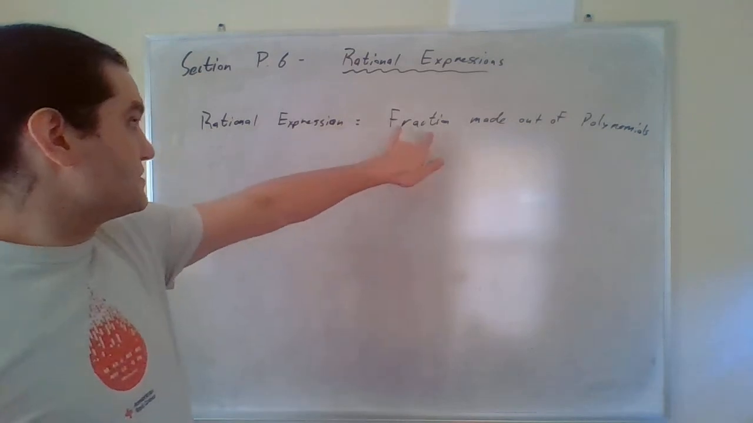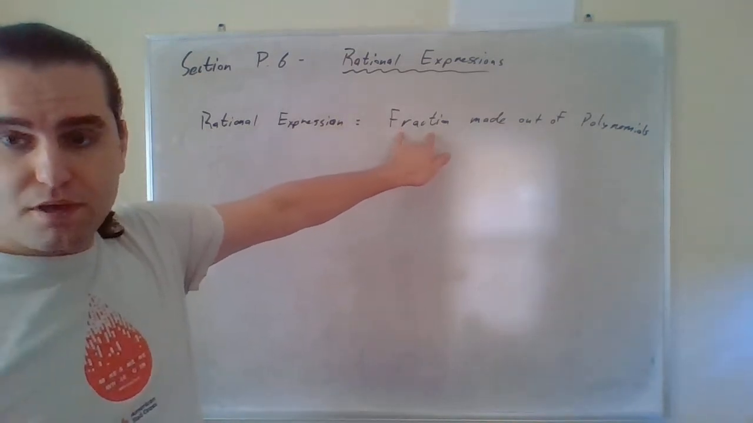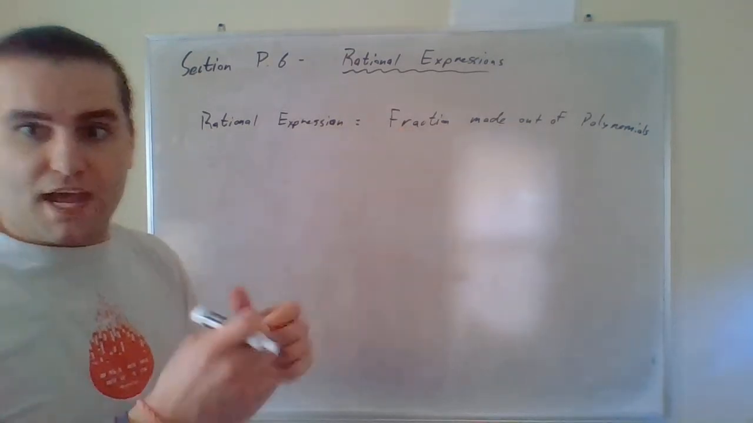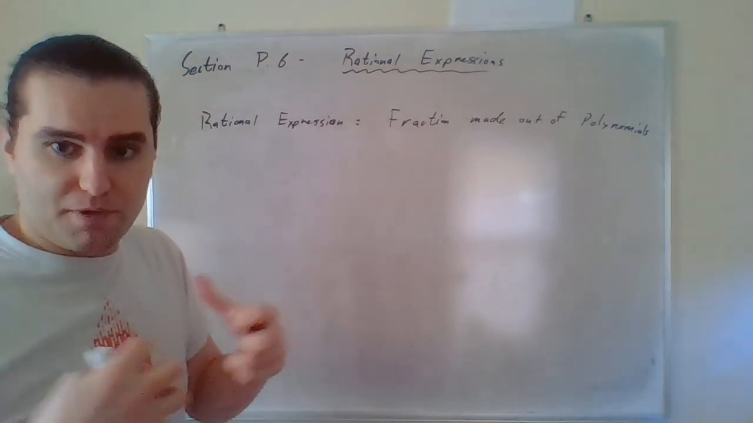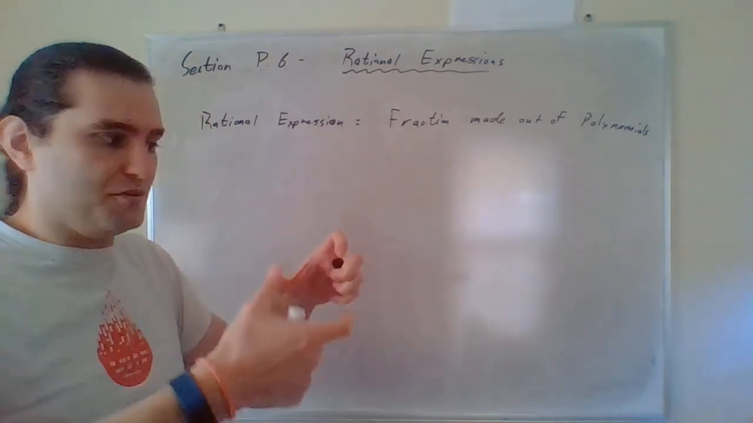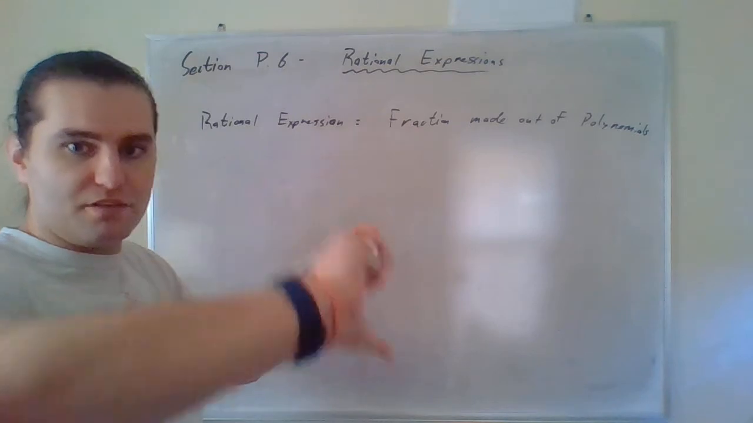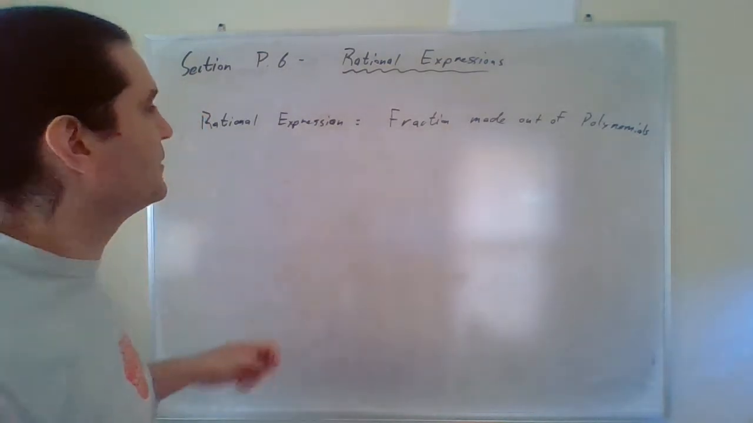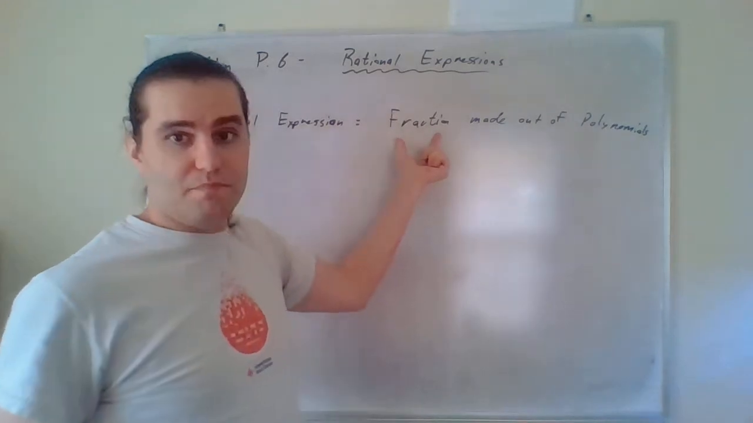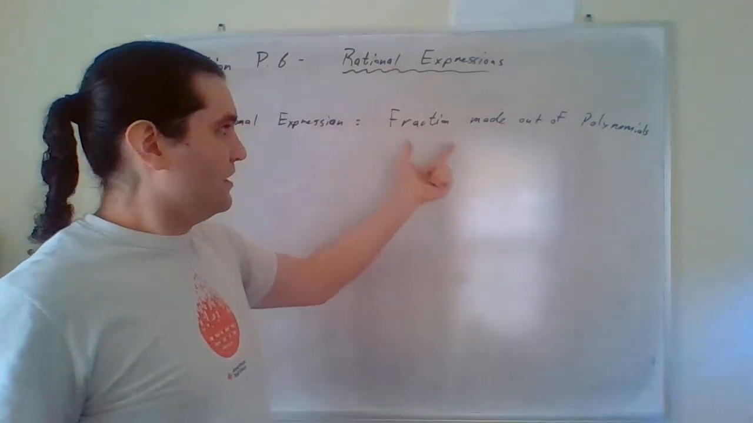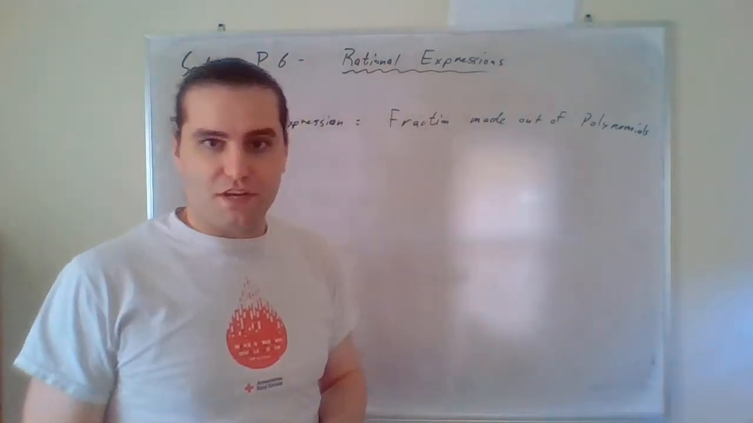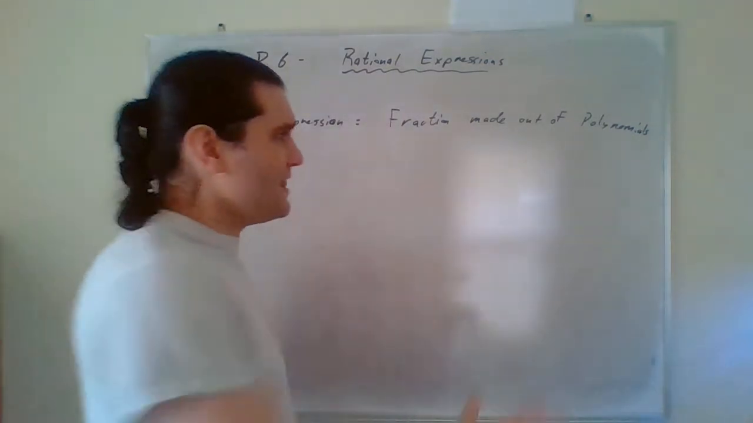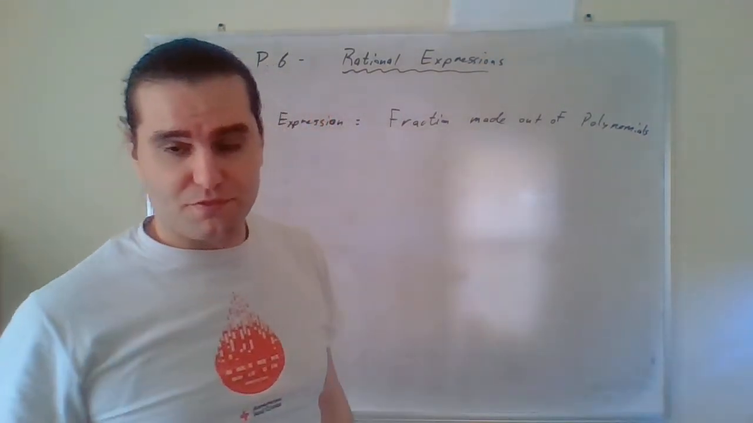So all of the standard rules of fractions apply. Like if you want to add two of them together, you need a common denominator. If you want to divide two, you have to change that to multiplication and multiply by the reciprocal. Keep, change, flip, I think some people call it. All the rules of fractions apply because these are fractions, but they're made out of polynomials instead of being made out of numbers. And that means that all the rules of polynomials apply as well.